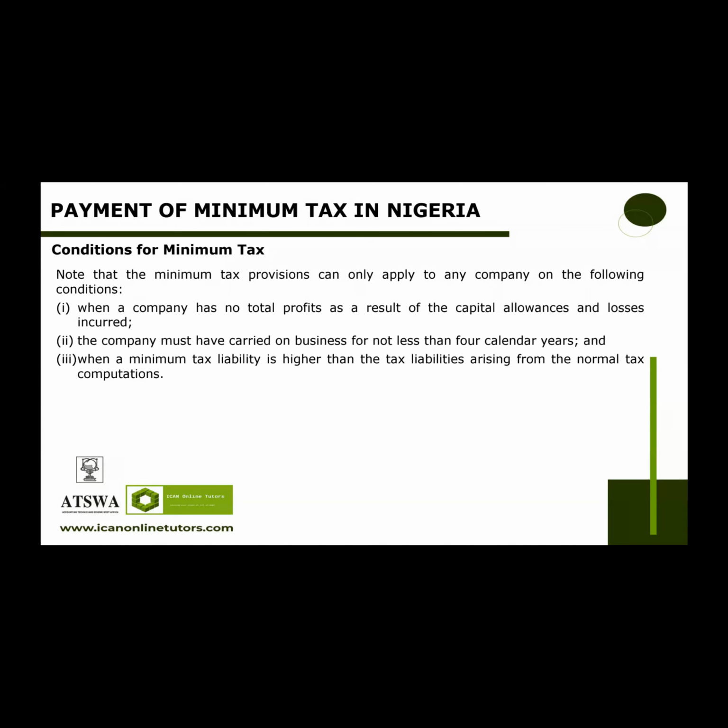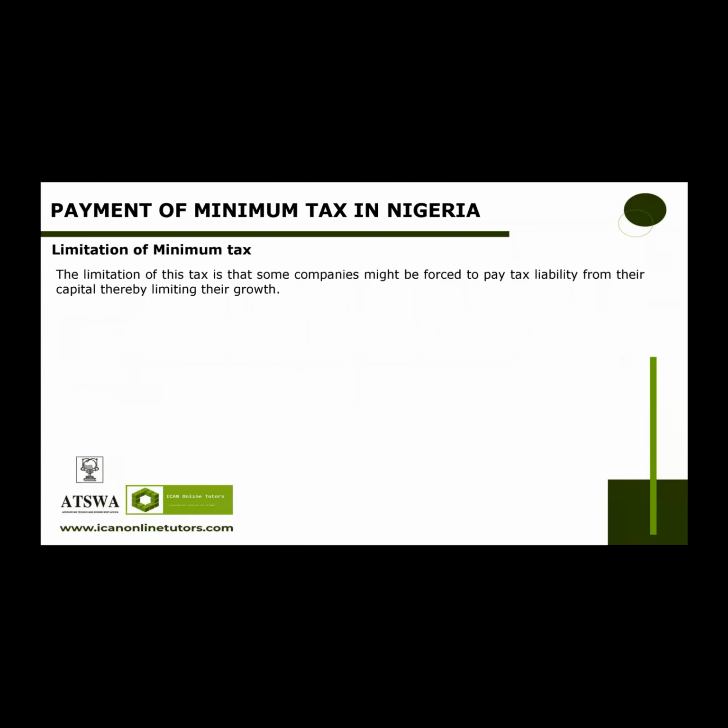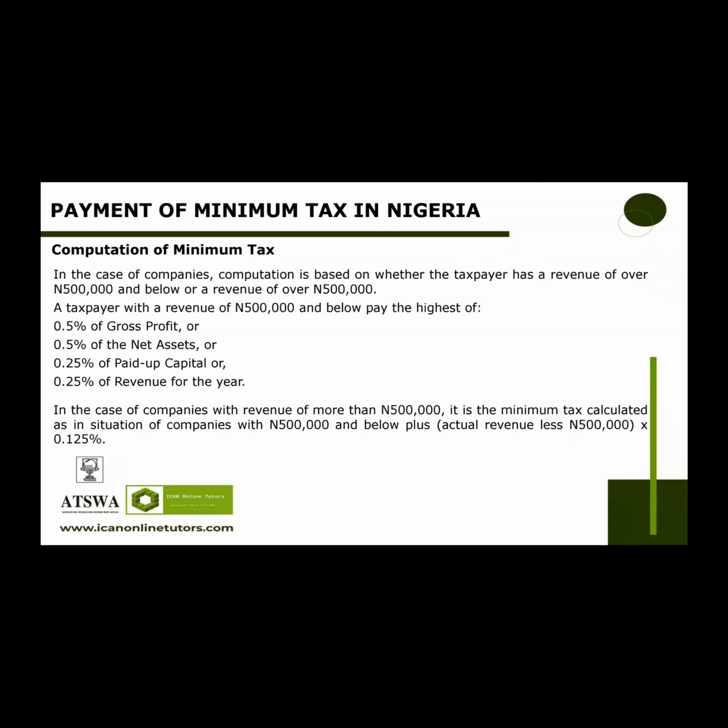And then there are limitations to the payment of minimum income tax. The limitation of this tax is that some companies might be forced to pay tax liability from their capital, thereby limiting their growth, because the company has incurred loss already, but we still ask the company to pay minimum tax because it is no longer within the first year of commencement. Okay, so we have the basis of computation of this minimum income tax, which is stated in this note.